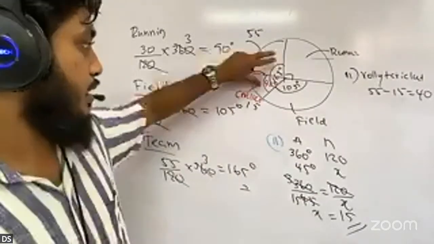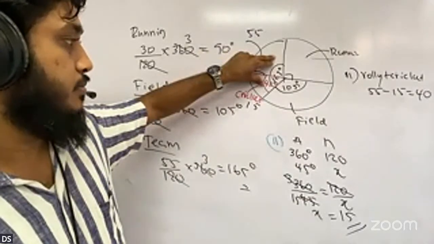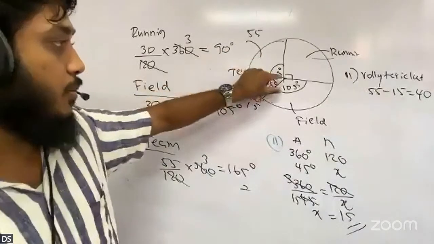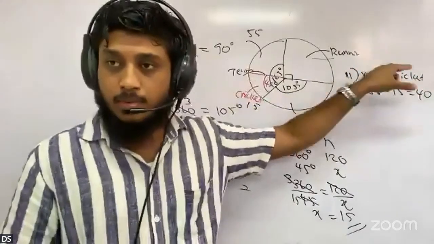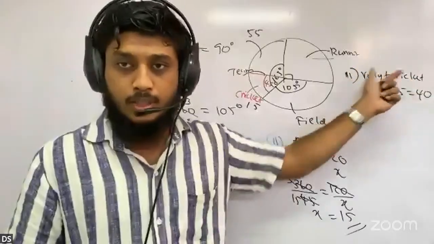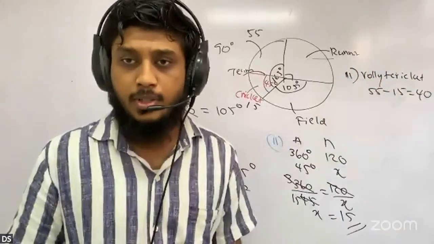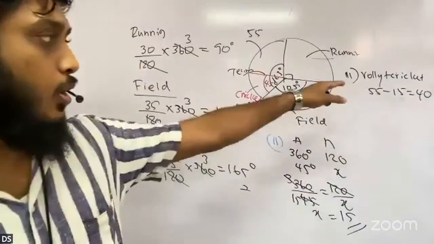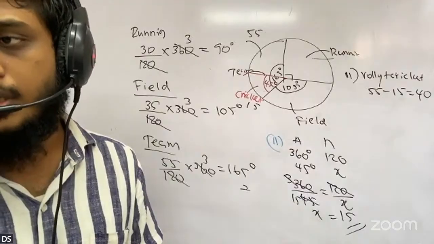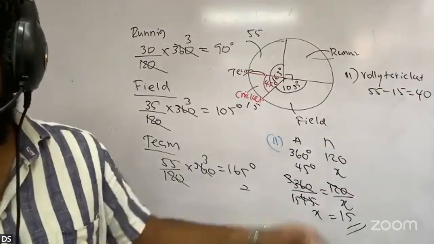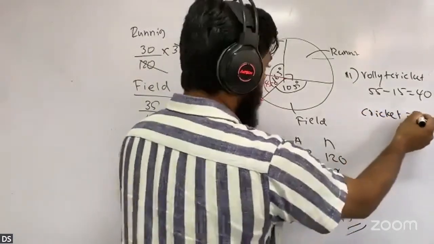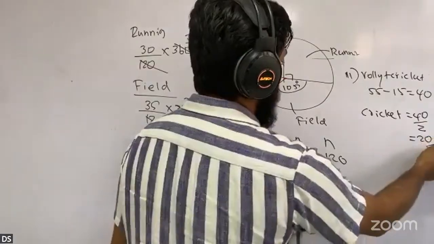This full set is only volleyball, cricket, and football, no? How many people are inside this? 55. Out of that, 15 are playing cricket now. Volleyball and football together, how many will be there? 40 people will be there. Then how much will be volleyball and how much football? Both will be 20 and 20. Why are both equal? Because the numbers of people are equal. So 40 divided by 2 is equal to 20.